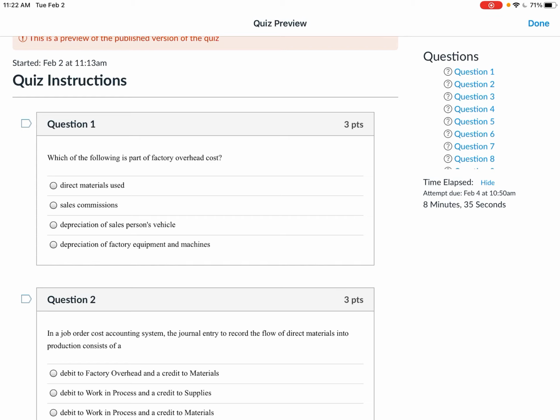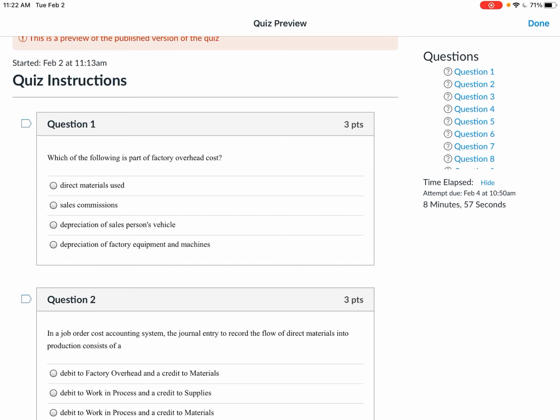Depreciation of a salesperson's vehicle, that'd be a period cost, if anything, because sales and administrative are period costs. So the answer would be B, the depreciation of the factory equipment and machines. I forgot about period costs. Overhead is specifically related to production. Yeah. All right, number 5.